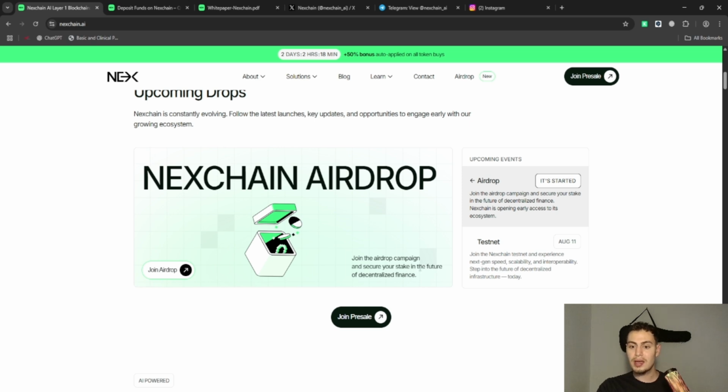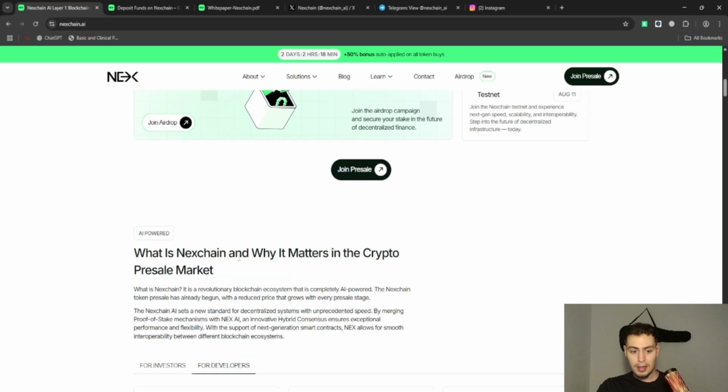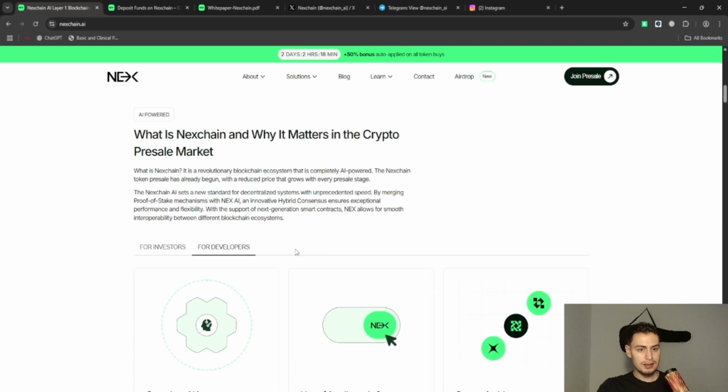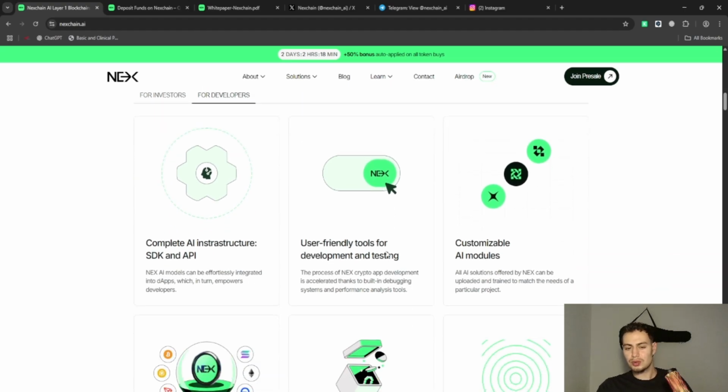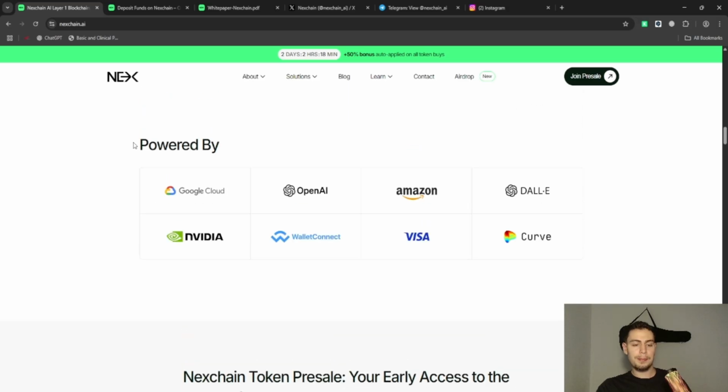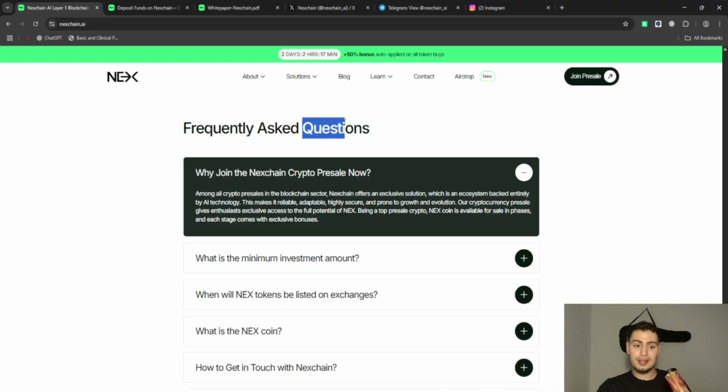Of course, we have staking here in the future of decentralized finance. And guys, let's check it out. Here, of course, you have complete AI and an SDK and API, of course, guys. This is then what matters in their crypto presale market, guys. So you can check here user-friendly tools for development and testing, customizable AI modules, cross-chain integration, scalable architecture for future growth, smart contracts, guys. And you can also see powered by Google Cloud, OpenAI, Amazon, DALL-E, Curvy, Visa, WalletConnect, and NVIDIA, guys. Frequently asked questions, guys, FAQs, of course.